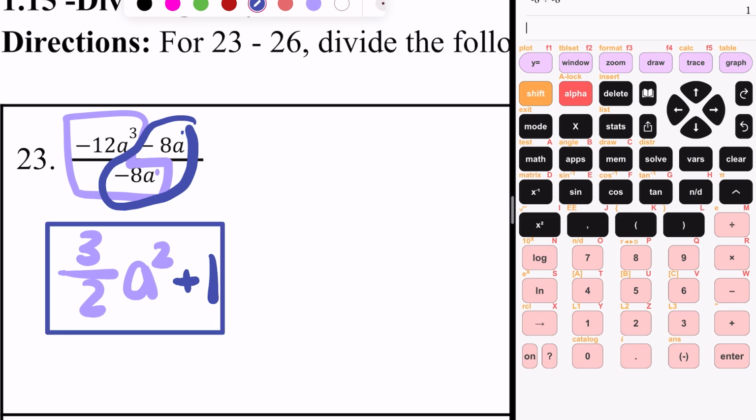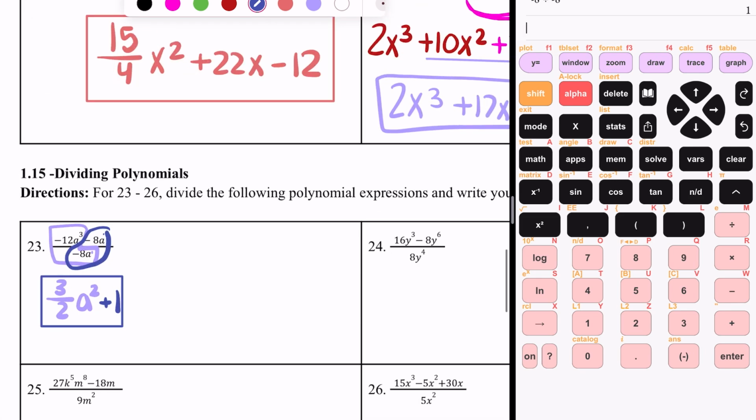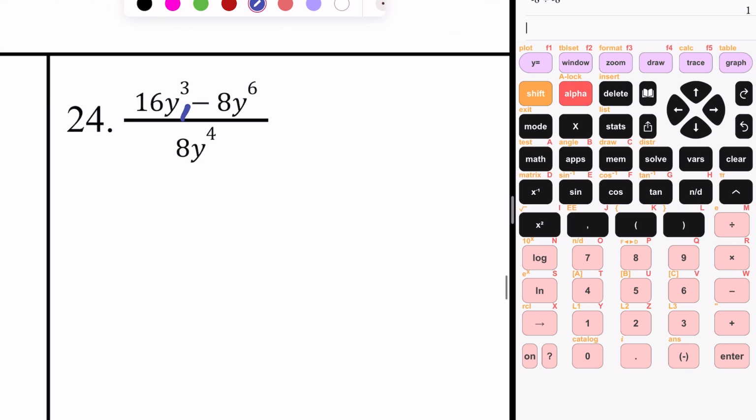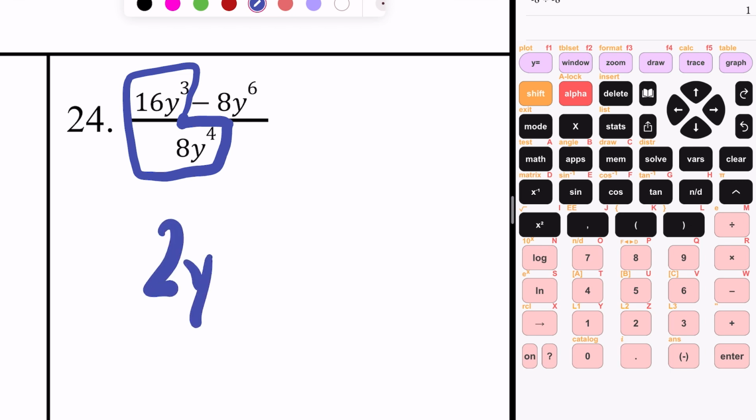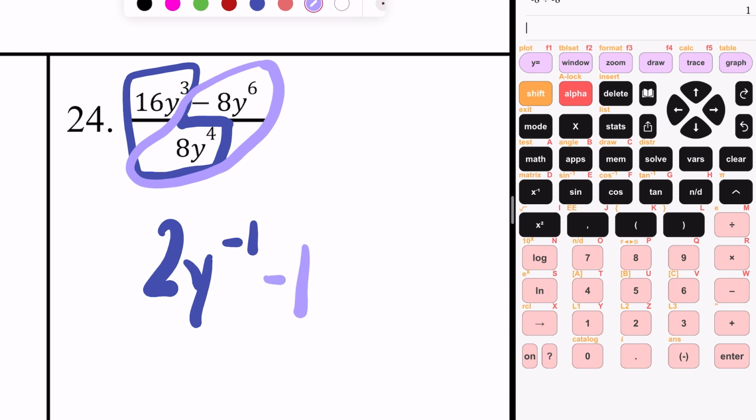Now let's look at 24. 16y to the third divided by 8y to the fourth. 16 divided by 8 is 2, then y, 3 minus 4 is negative 1. Okay? Then negative 8y to the 6th divided by 8y to the fourth. Negative 8 divided by 8 is negative 1. Then y, 6 minus 4 is 2.